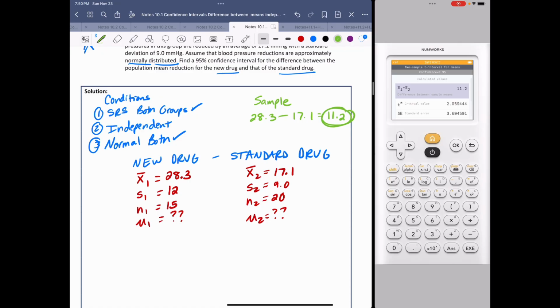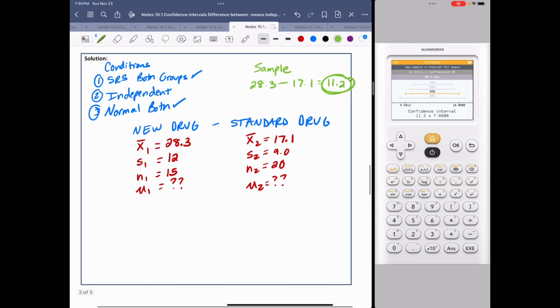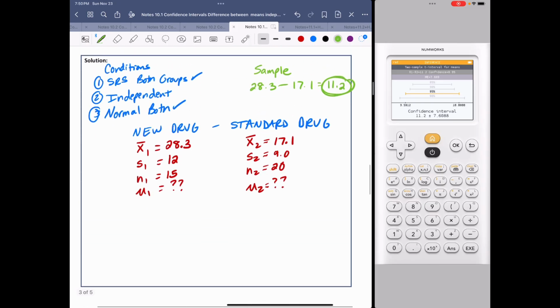All right, once you get to here, now I want you to look at what it gives you. There's your point estimate, that 11.2, what we talked about. Notice it gives us some more information that we don't need. I want to go to next. And here it gives me that 11.2 and that margin of error, that plus or minus. The margin of error is 7.6088.